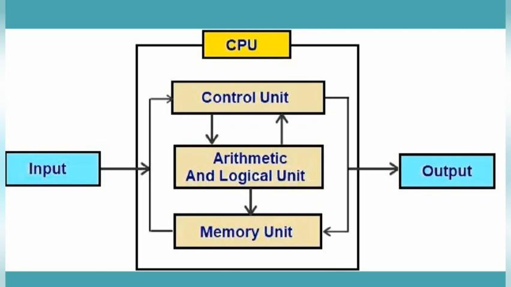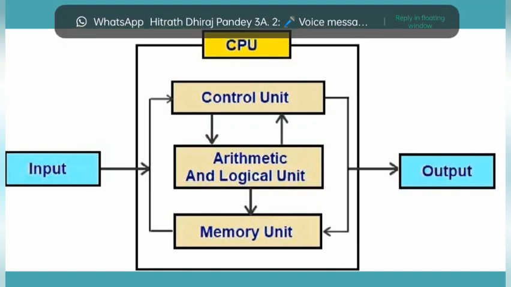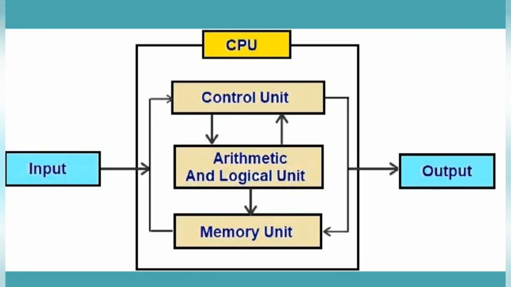Next one is the control unit. This unit helps to coordinate the working of various parts of the computer. Last but not least, that is the memory unit. This unit stores the data and instructions to be processed. So, we have learned the three parts of the CPU. They are ALU, CU, MU. So, here is the end of our chapter number 1.